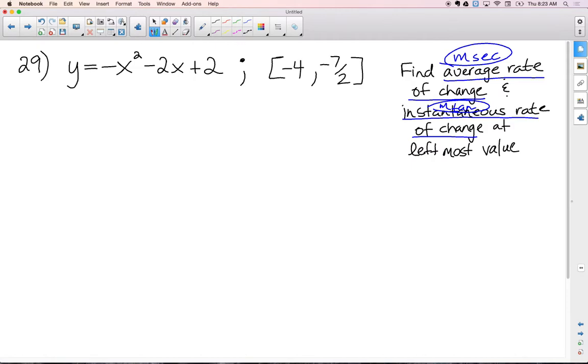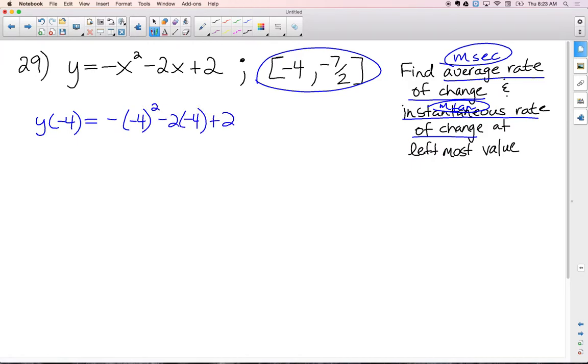So let's start with average rate of change, and they give you an interval this time. So I actually have to find out what those points are. I'm going to find y of -4. I'm going to plug -4 in, so it's going to be the opposite of -4 squared minus 2 times -4 plus 2. So that'll be -16, as you square the -4 first, make it 16, then it becomes -16 plus 8 plus 2. And so it'll be -8 plus 2, which is -6. So we got y of -4 is equal to -6.